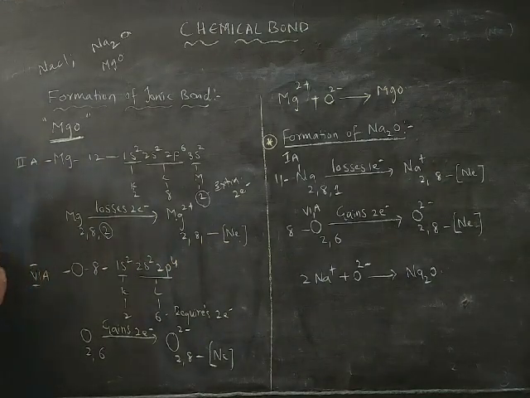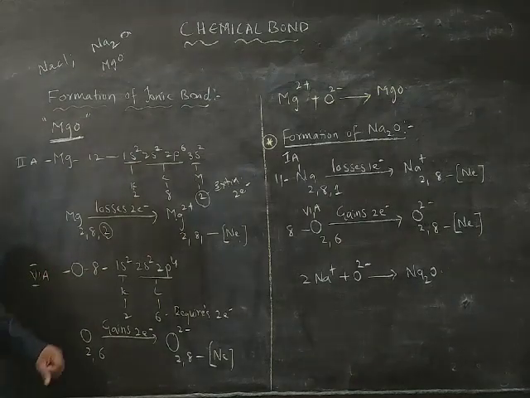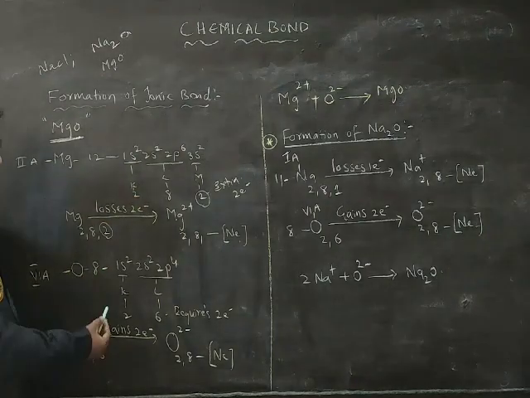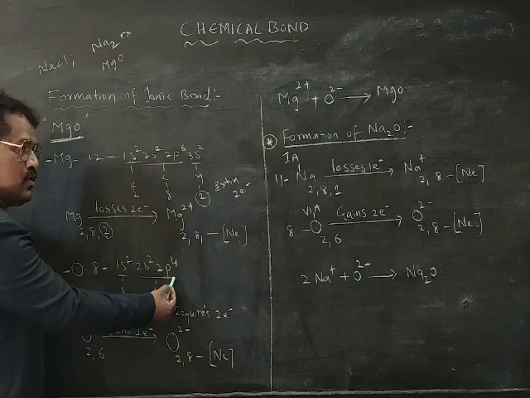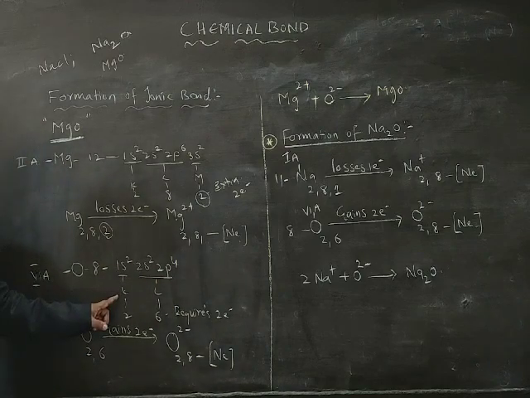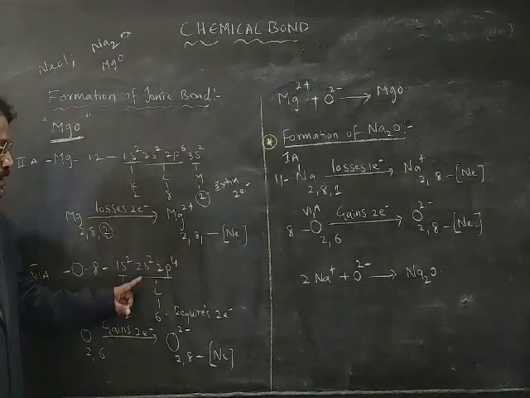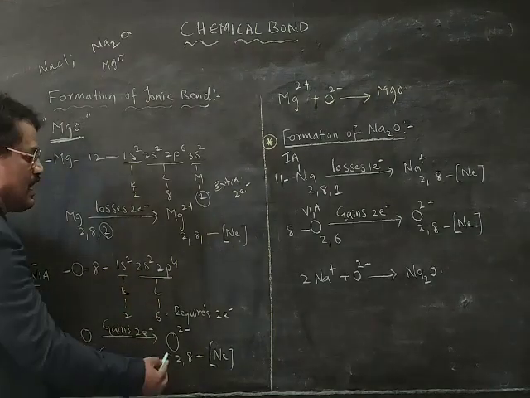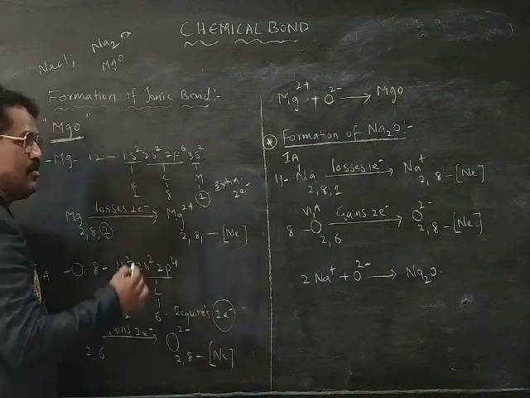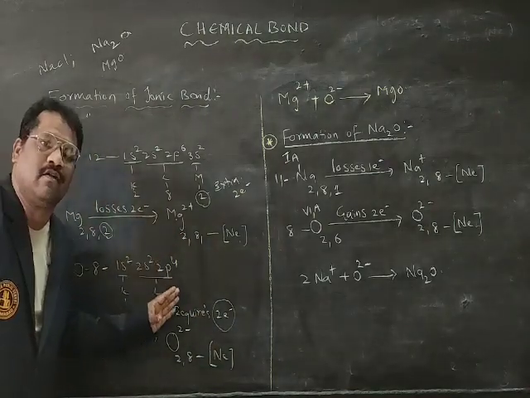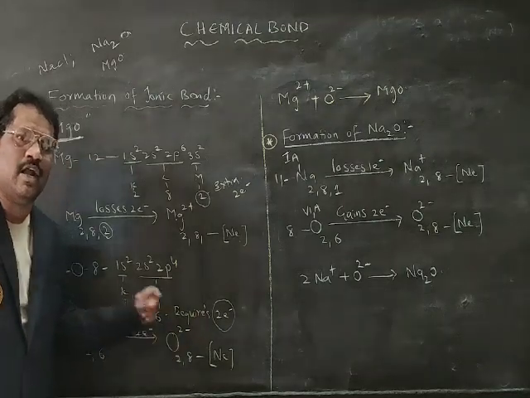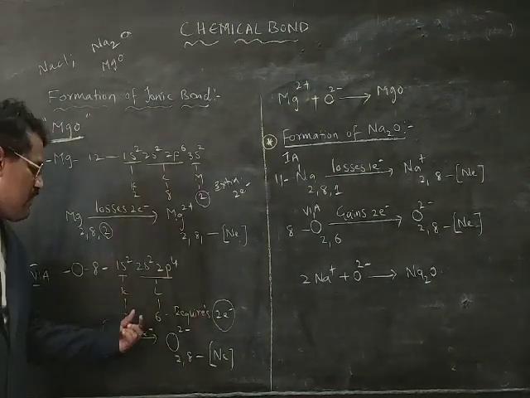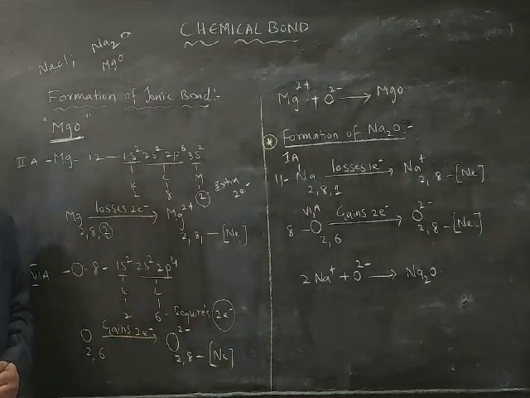Similarly, coming to oxygen, which belongs to 6A group, atomic number is 8. Electronic configuration is 1s2, 2s2, 2p4. First shell K shell has 2 electrons. Second shell, L shell has 6 electrons. Therefore, it requires 2 electrons to attain stability. To attain octet configuration, it requires 2 electrons. So, it will be ready to gain 2 electrons.